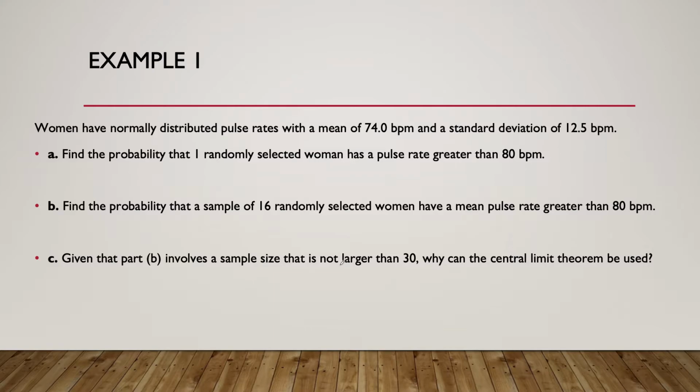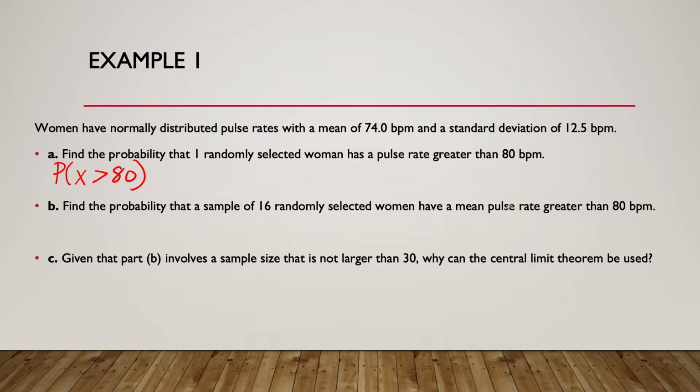So for example, women have normally distributed pulse rates with a mean of 74.0 beats per minute and a standard deviation of 12.5 beats per minute. We first want to find the probability that one randomly selected woman has a pulse rate greater than 80 beats per minute. So we want the probability that x is greater than 80. Since we're only talking about one person, we are not using the sampling distribution of the sample mean. As such, we can just use the regular normal distribution calculation.